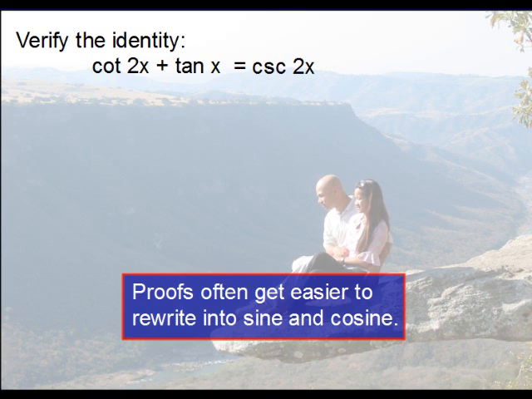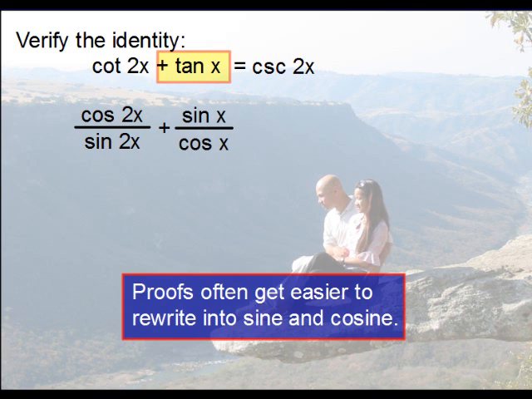We'll start off with the cotan 2x. That's cosine of 2x over the sine of 2x. The tangent is the sine over the cosine. And over on the right-hand side of this, that's 1 over the sine of 2x. Okay, now what happens next is this.